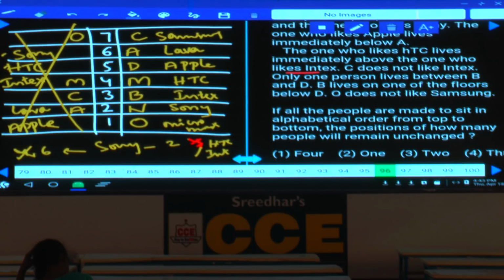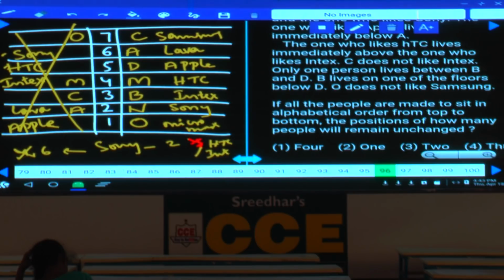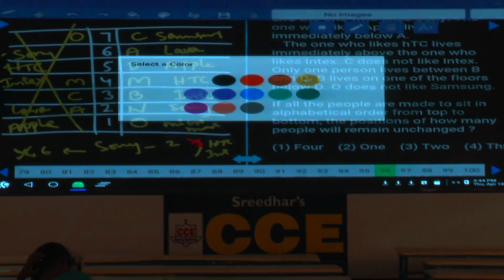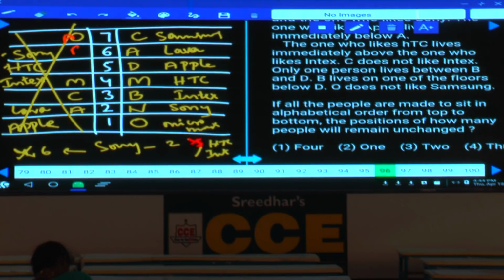Now this is how these 7 persons are staying on 7 different floors in an apartment, and like different mobile companies. Then the first one: if all the people are made to sit in alphabetical order from top to bottom, then what is the alphabetical order here? This will be A, B, C, D, M, N, O. Out of which, how many people will remain unchanged? Tell me how many persons remain in the same place? 2 persons. Who are those 2? N and O remain in the same place. 2, that is choice 3.